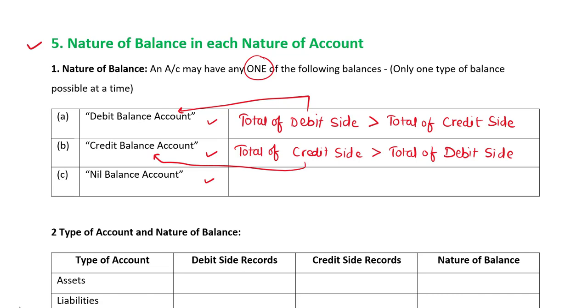When the account has nil balance, when both the sides are equal, so total of debit side equals total of credit side, the account will have nil balance. Is it clear to all of you? I believe it must be clear to all of you.